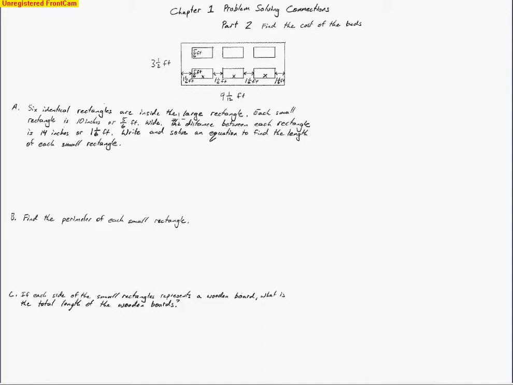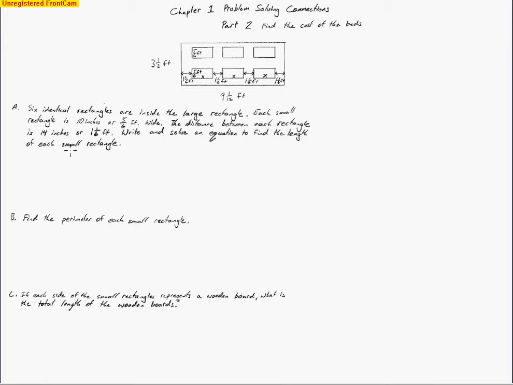The distance between the rectangles is 14 inches, and so that's 1 1/6 of a foot, and that's what this distance here says. And so we see that there are 14 inches, or 1 1/6, between each of these rectangles and then also on the sides. And it asks us to find the length of x, which is the length of the small rectangle.